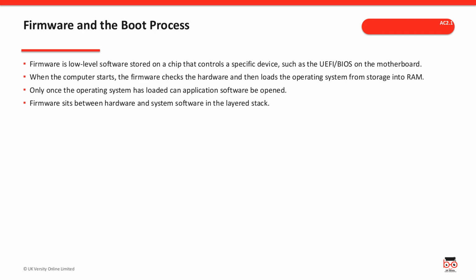Let's revisit firmware, the low-level software stored on a chip that controls a specific device, such as the UEFI or BIOS on your motherboard. When you switch the computer on, the firmware checks the hardware is all present and then loads the operating system from storage into RAM. Only once the operating system is up and running can you open any application software. So firmware sits right between the hardware and the system software in that layered stack we saw earlier.